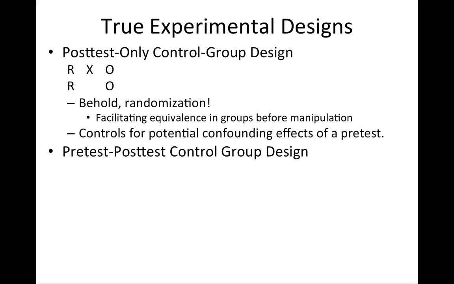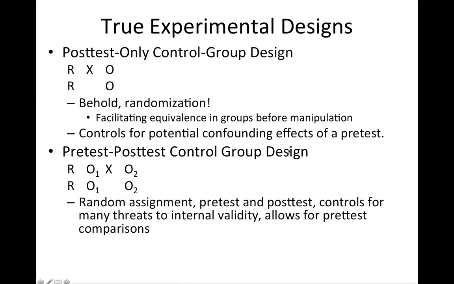The pretest post-test control group design is very similar to this, except that we're conducting a pretest. So we have over here randomization to two different groups. We do our first observation, which is our pretest. One group receives an intervention, the other group does not. And then we measure them all again. So, pretest, post-test, control group design. And this has random assignment, pretest and post-test, controls for many of the threats to internal validity, which we'll talk about in a moment and your book talks about in depth.